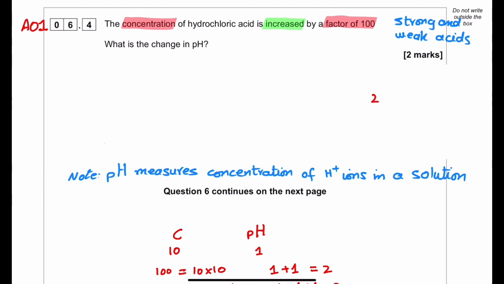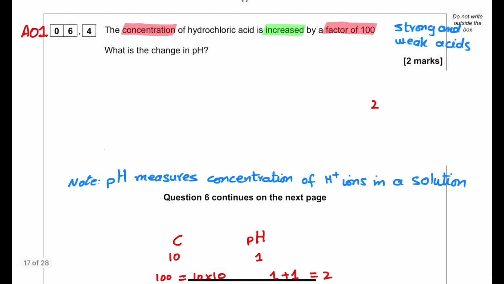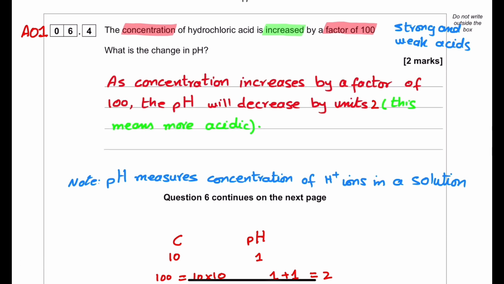In our question, the concentration changes by a factor of 100. It means that the pH will decrease by the unit of 2. Let's see the model answer. As the concentration increases by a factor of 100, the pH will decrease by unit 2. This means this is more acidic solution.